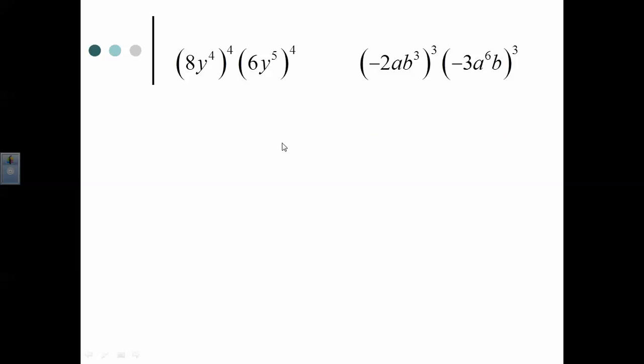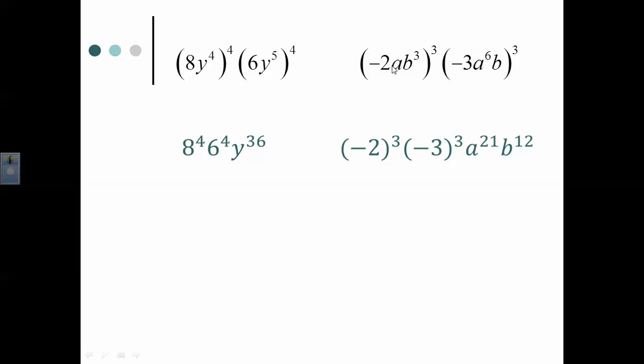Okay, let's look at the answers. All right, so notice what I did here. I just went ahead and left them in power form. So 8 to the 4th, 6 to the 4th times y to the 36. Now, if you went ahead and multiplied 8 to the 4th out and 6 to the 4th out and came up with one very large number here, perfectly acceptable, no problems at all.